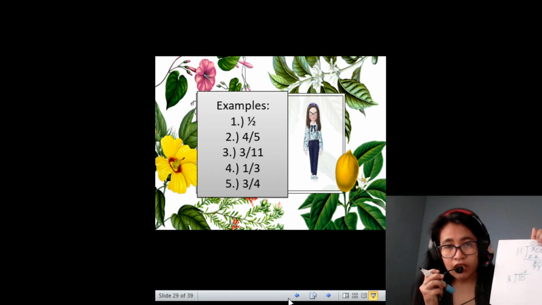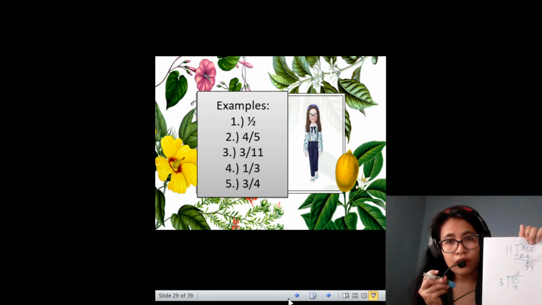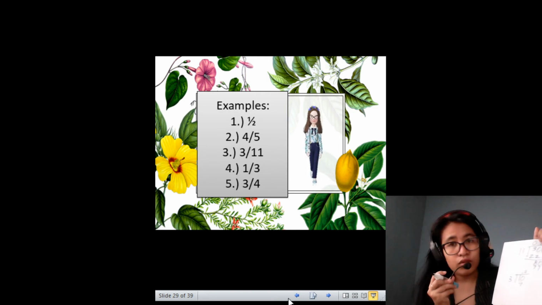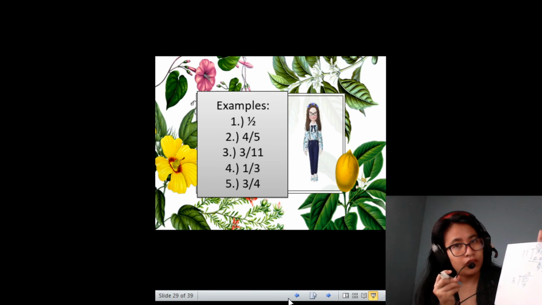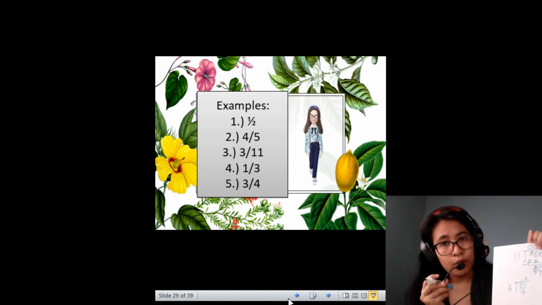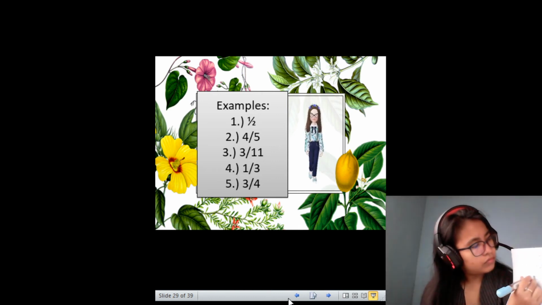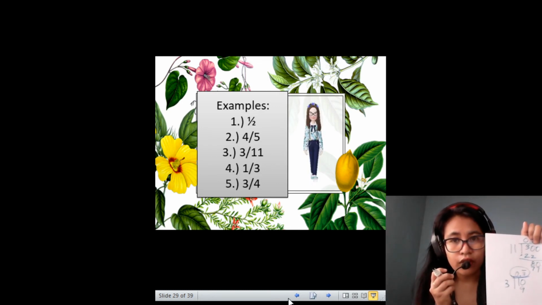3 times 3 is 9. So 10 minus 9 is 1. So we will go back again to having that 1. That means 1/3 is also an example of a repeating decimal. So you need to put a bar on top of 0.3. Okay, so that will be our answer for example number 4.